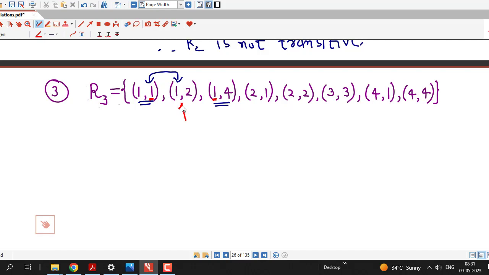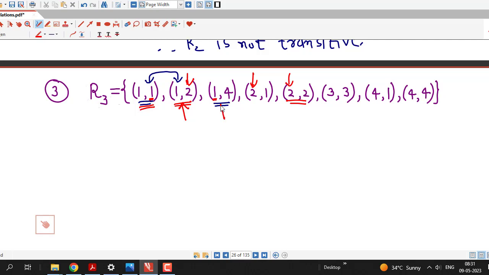So we now come to the second pair. Now we will search for those pairs whose first component is 2. So here this is the pair. (1, 2) belongs to R3, (2, 1) belongs to R3. So we must have (1, 1) belongs to R3. That is fine. Now this is another pair whose first component is 2. (1, 2) belongs to R3, (2, 2) belongs to R3. So we must have (1, 2) belongs to R3. That is also satisfied. And there is no other pair whose first component is 2.